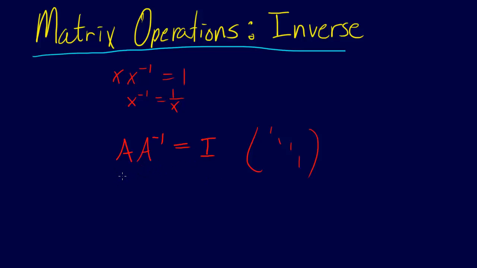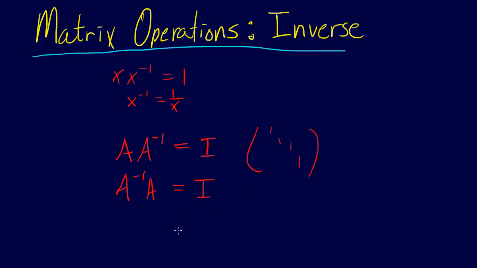There are the terms left inverse and right inverse. This is a right inverse. The left inverse would be A inverse A, and it can be shown, I won't bother going through it here, that if a left inverse exists for a square matrix, then the right inverse also exists, and if either one exists, both exist, and if both exist, then they're the same.